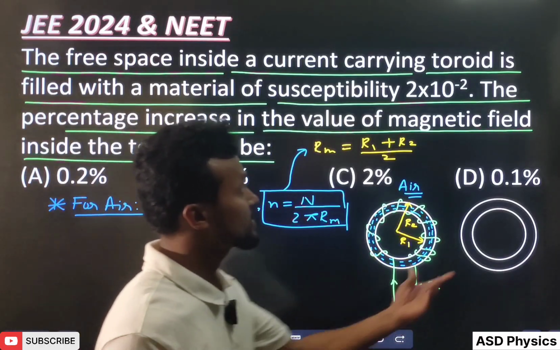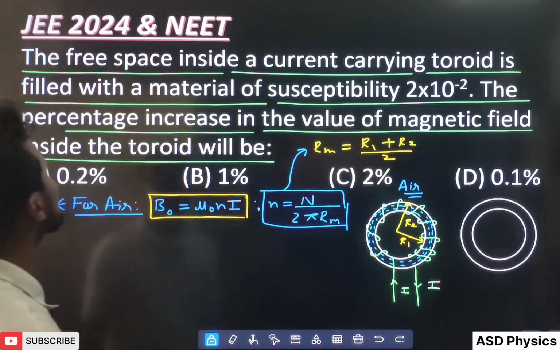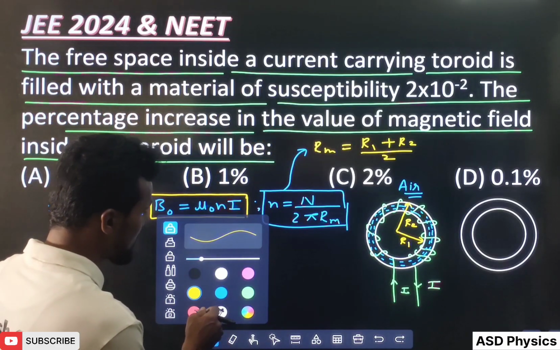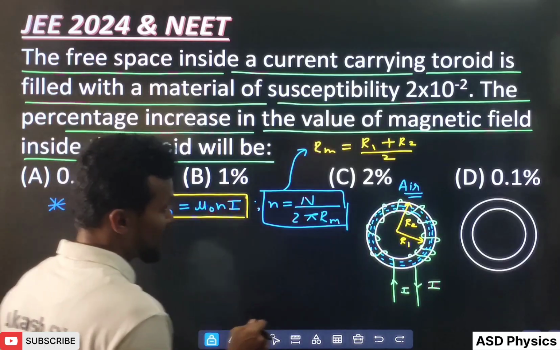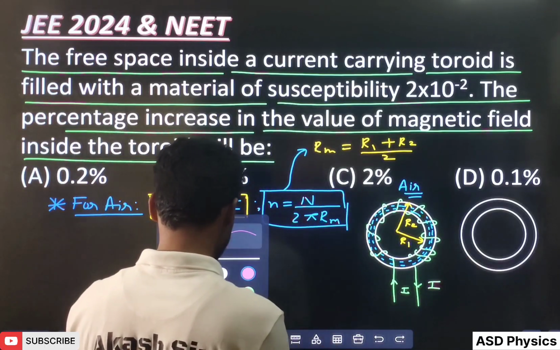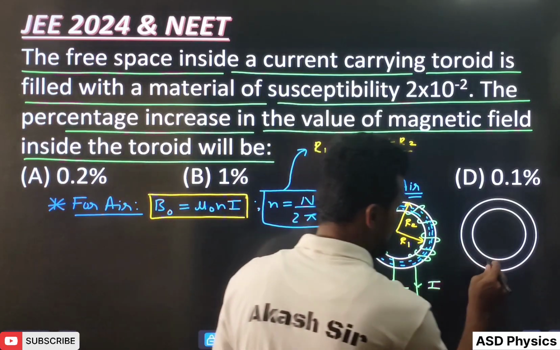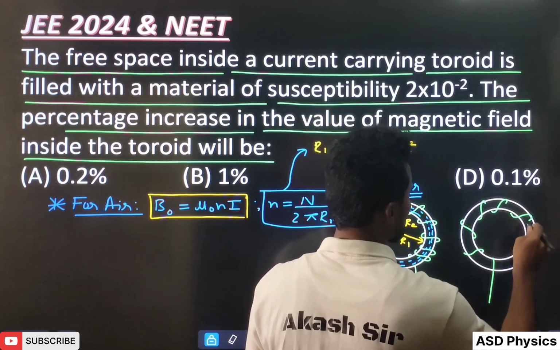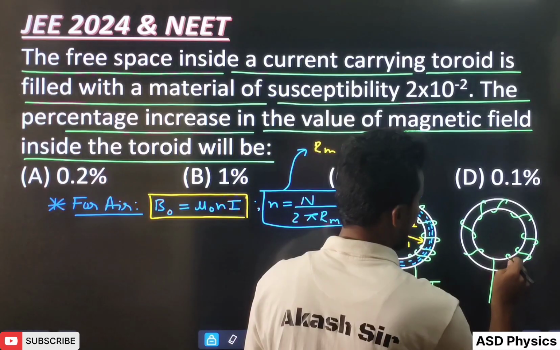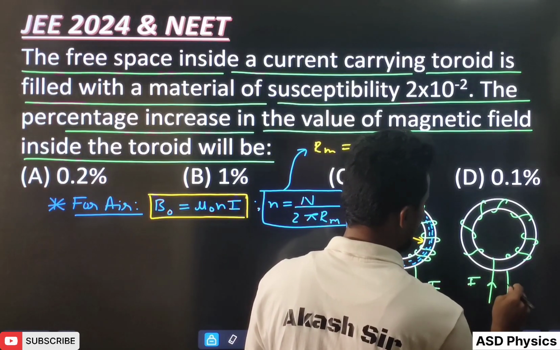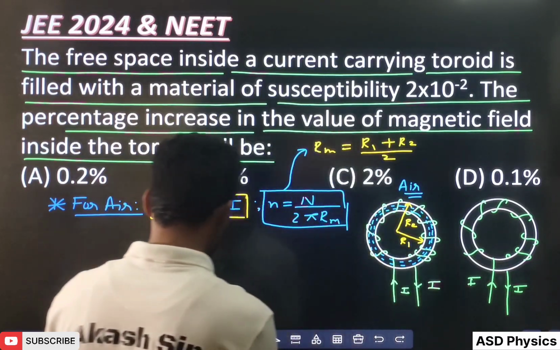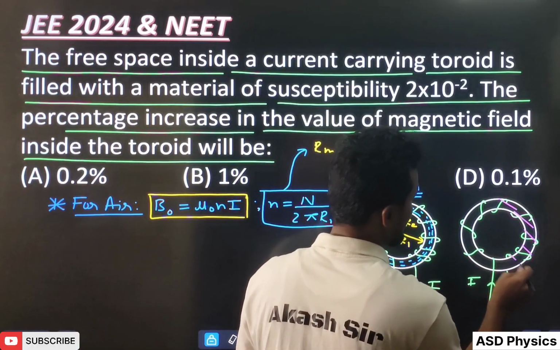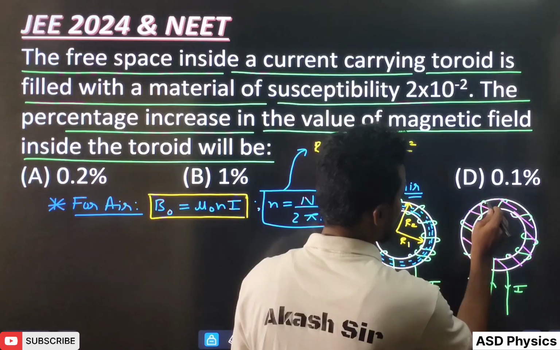Similarly, in the second situation, we have filled some magnetic material. Now the free space is filled with a material. So what is happening here, students? First let me draw the coil here, second situation, like this, with current I going here, and this is also I. Inside we filled some magnetic material, okay.